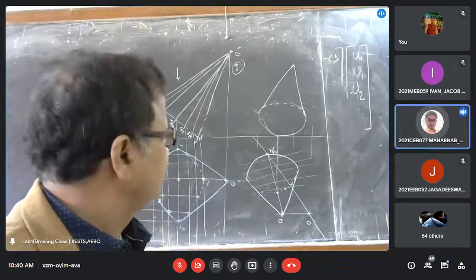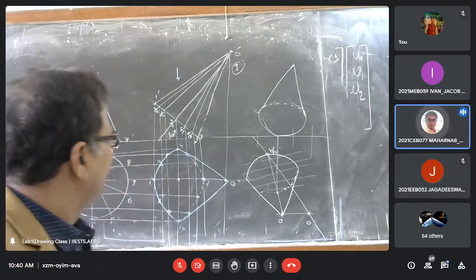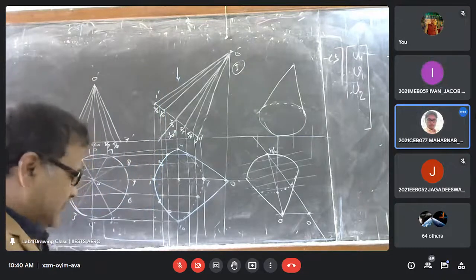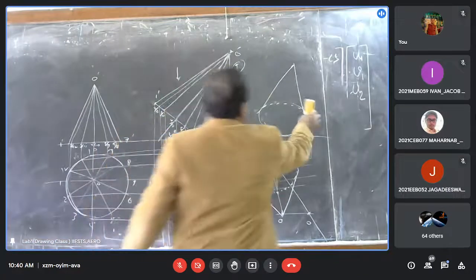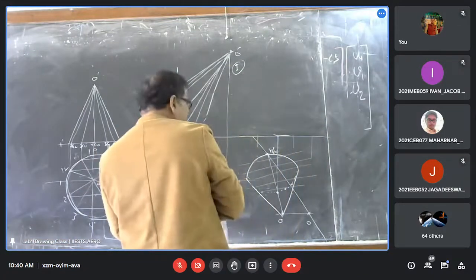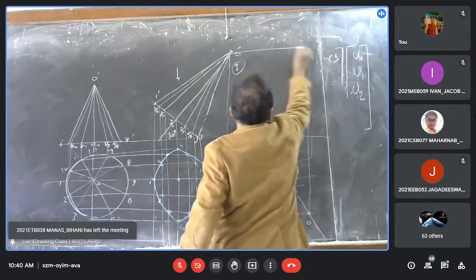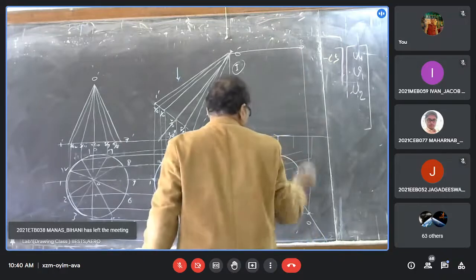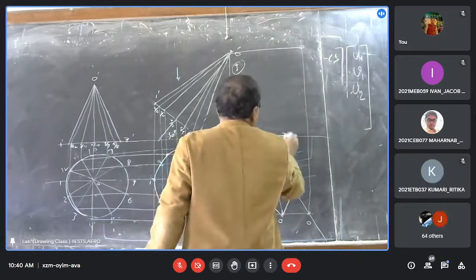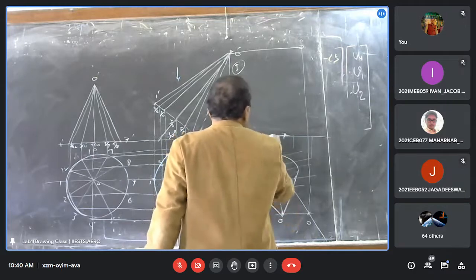Sir, please explain the upper part, I mean, above the horizontal plane. Cone. Just draw the projections one by one. First draw the vertex. The vertex is here. Okay. Then 7 there. Then 14, 7, and just like that, one by one.